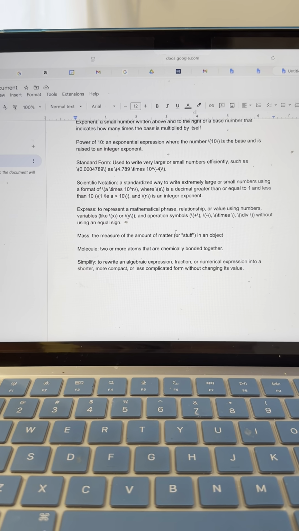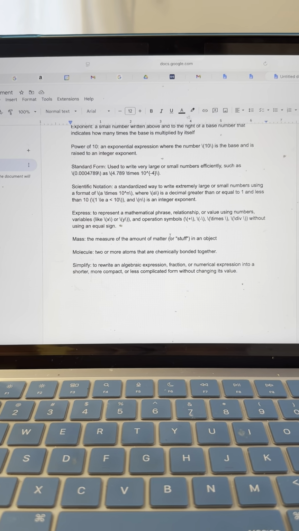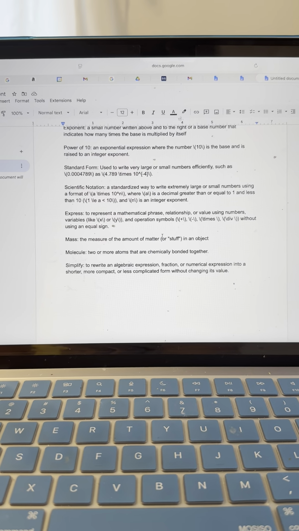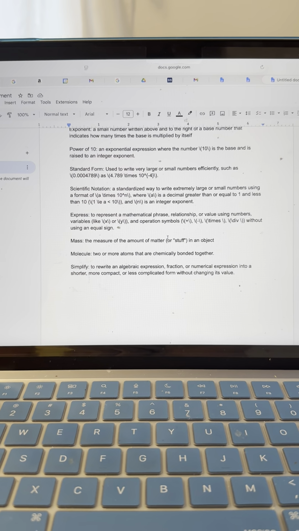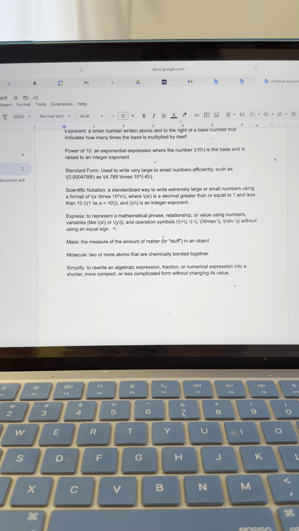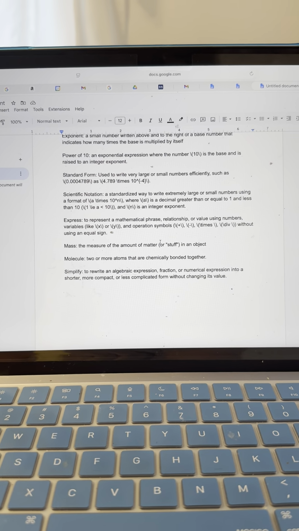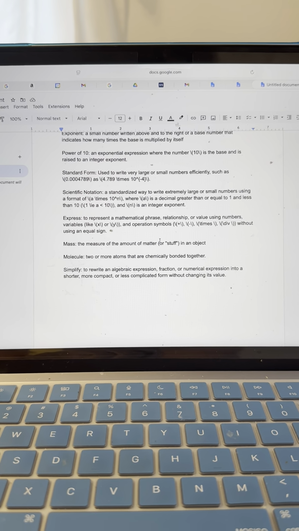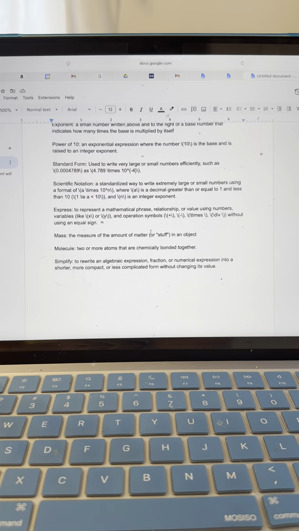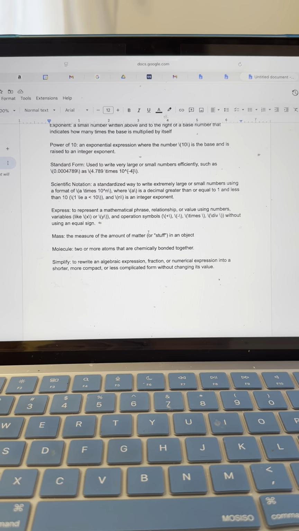Express, to represent a mathematical phrase, relationship, or value using numbers, variables like x, y, and symbol operations, plus, minus, multiply, divide, without using an equal sign. So an equation always has an equal sign, an expression does not. Those are the difference between the two.